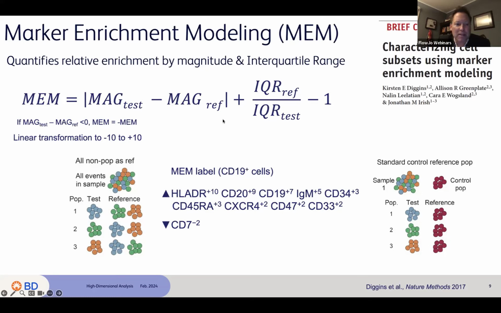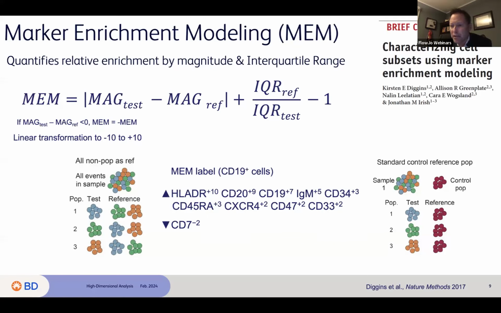I see the brackets there. And then we'll do a linear transform to normalize it to a scale, a magnitude of 10, so negative 10 to positive 10. And so the end result, if you take each one of the markers in your experiment and name a population based on whether it's 0 to 10 expression plus or minus for every particular marker, you'll get something like this as a MEM name.